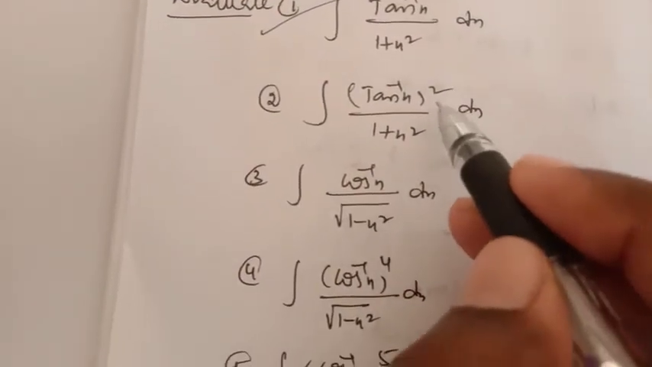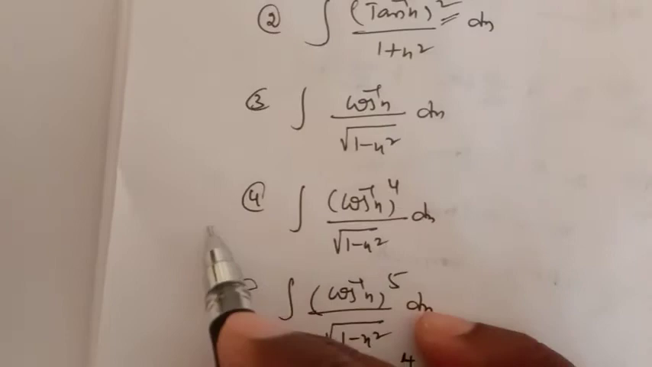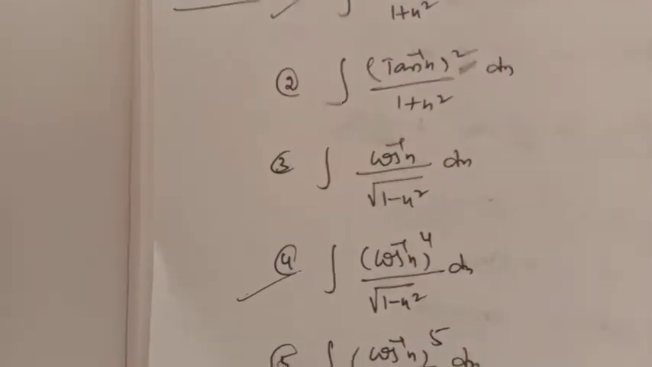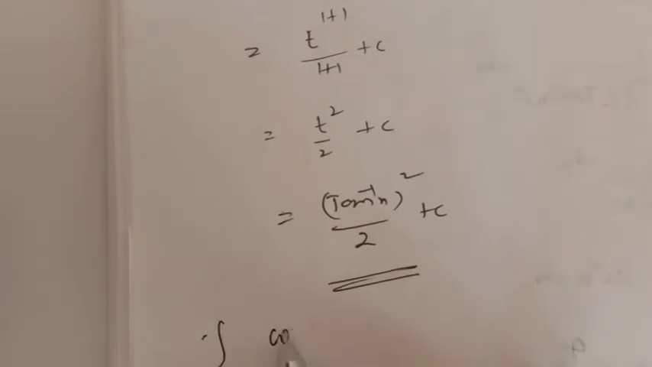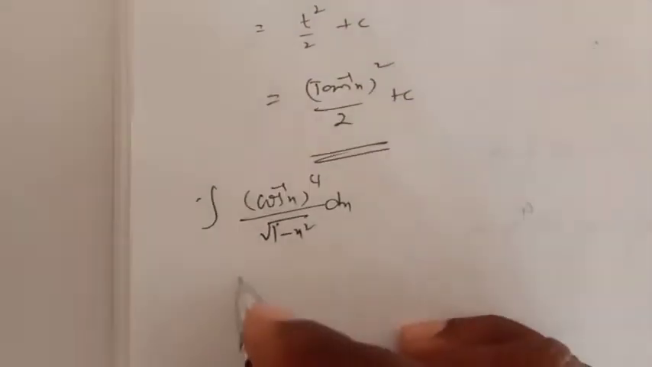Next problem you can solve same. Here n equal to 2. And next problem, integral cos inverse x whole to the power of 4 by square root of 1 minus x square into dx.